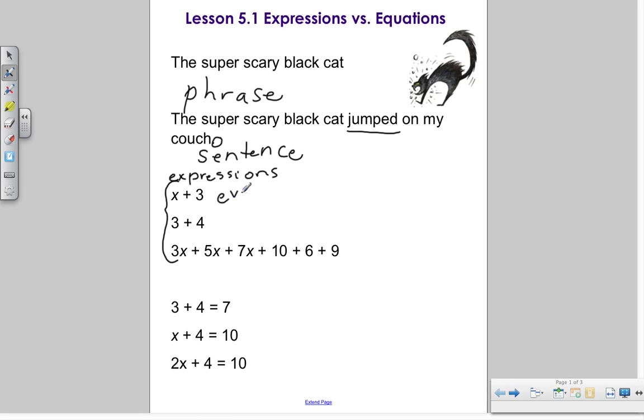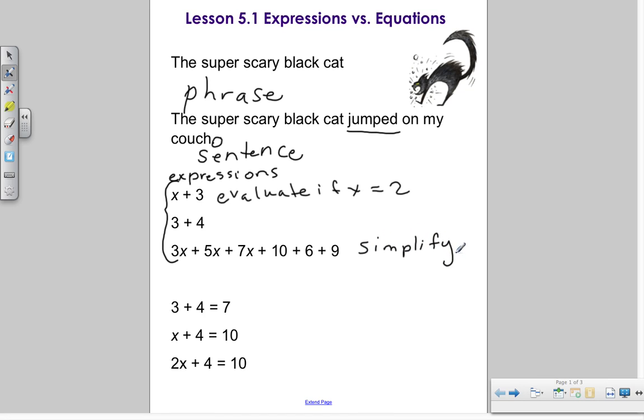I can't simplify it and I can't evaluate it unless I had a value for x. So I could evaluate if x equals 2, in which case I would have 2 plus 3 and that would give me 5. The second one I could also evaluate. I could just do 3 plus 4 equals 7, and that too would be evaluating an expression. The final one you can't evaluate again unless you have a value for x. But if I didn't have a value for x, I could actually simplify this.